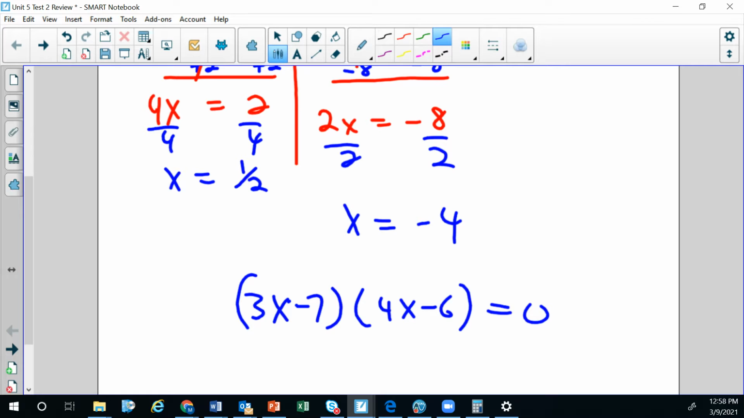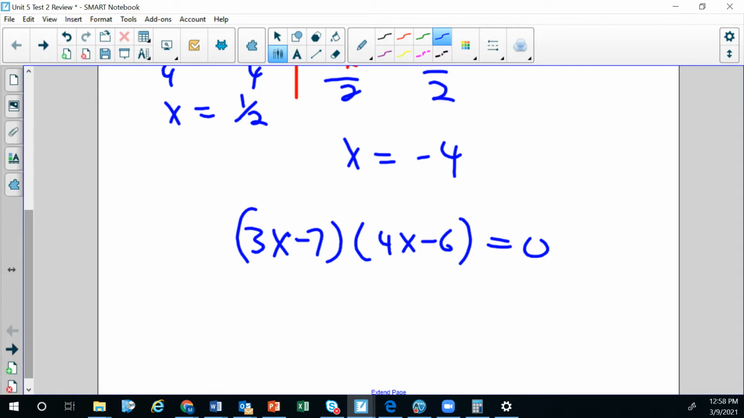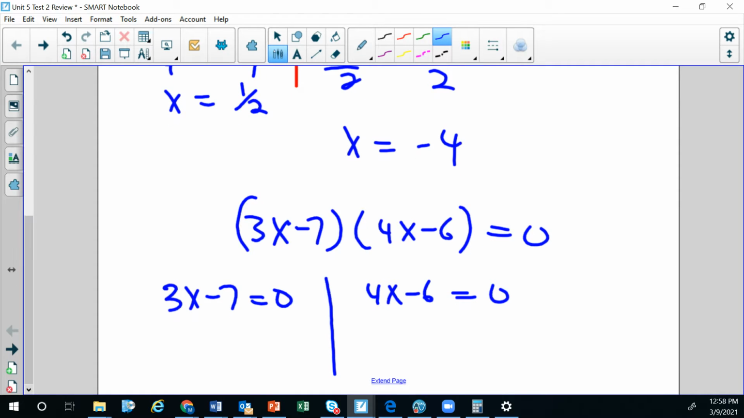So I'm going to set each factor to 0. My first factor is 3x minus 7, and that is equal to 0. And my second factor is 4x minus 6, and that is equal to 0. So the first step now is I need to get the 7 on the right side of the equation. Therefore, I'm going to add 7 to both sides. And when I do that, I'm left with 3x is equal to 7, because these two cancel out.